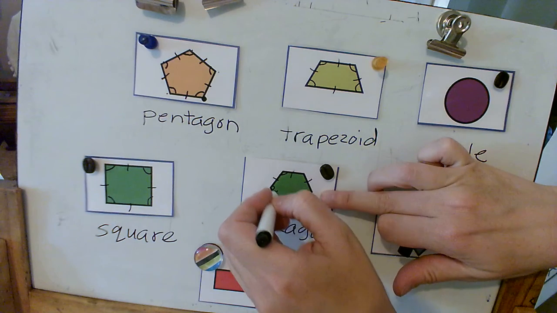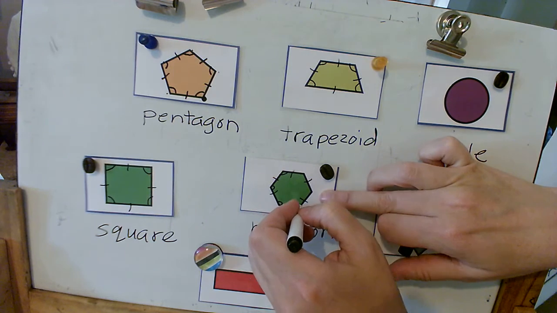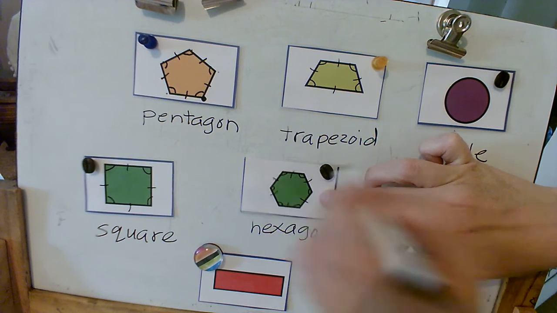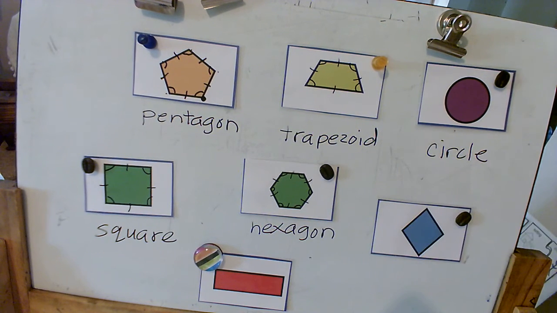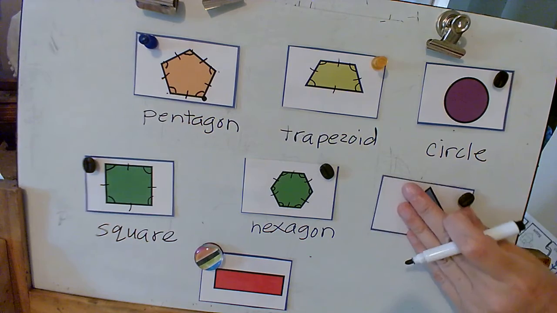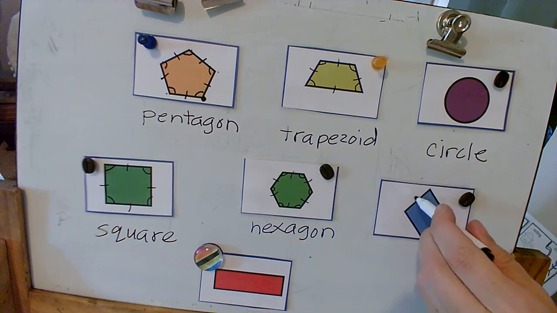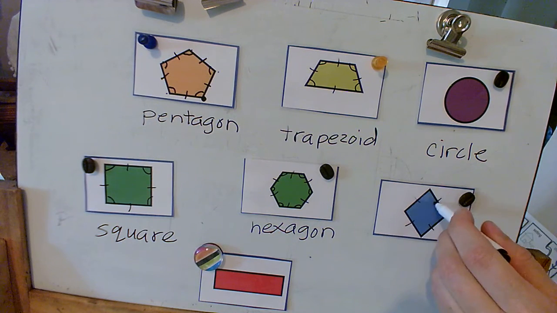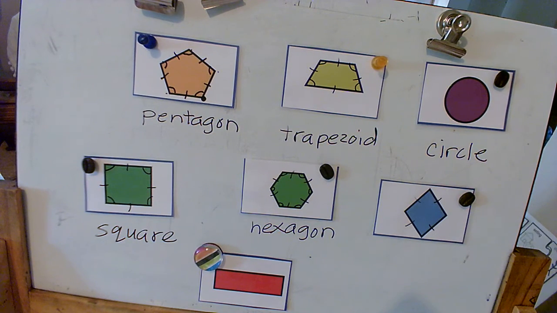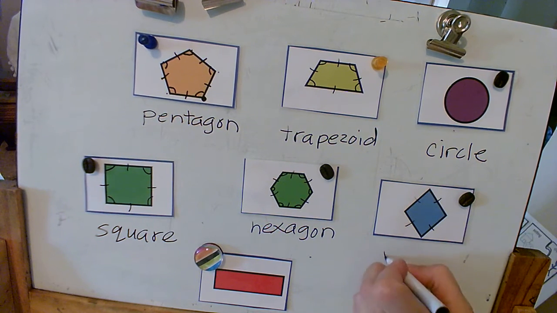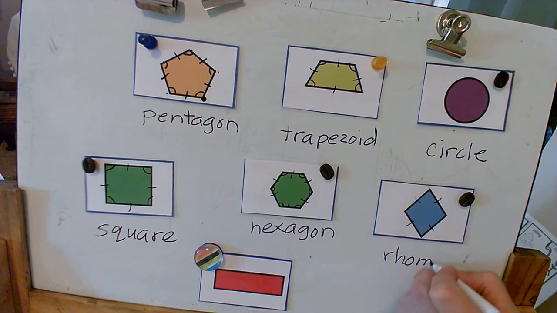1, 2, 3, 4, 5, 6. 6 sides, 6 angles. Oh, what's the name of this shape? It has 1, 2, 3, 4 sides, so it is a quadrilateral. But what is the name of this quadrilateral? It is a rhombus, and it looks like a diamond.